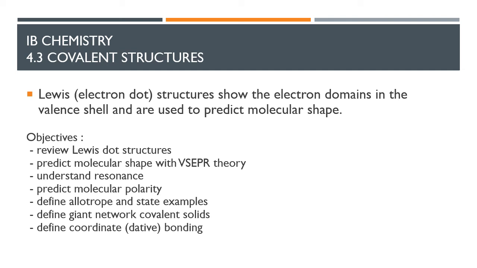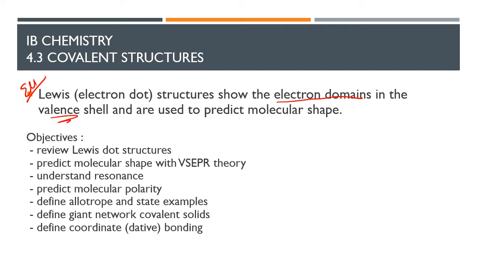Welcome to a video lecture on covalent structures, our essential understanding for today. Lewis structures, or electron dot structures, show electron domains. And this is just talking about where the electrons are, in bonds or not in bonds, in the valence energy levels. And we can use that arrangement of electrons to predict molecular shape. And if I know its shape, I can predict some of its properties.